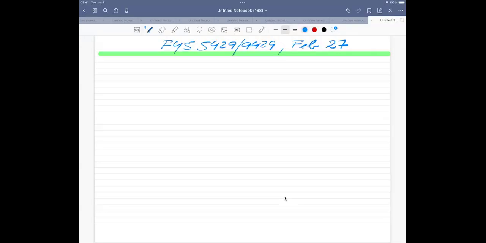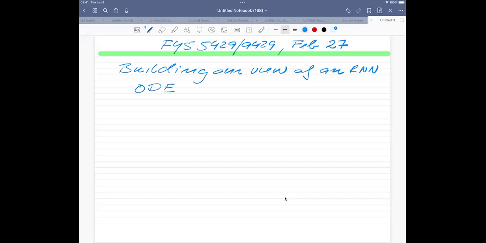And let's try to make an illustration, which hopefully many of you have seen. And we're going to start with a famous differential equation. So building our understanding of our view of a recurrent neural network, we're going to start with a famous differential equation. An ordinary differential equation, actually a second order one. So ODE stands for ordinary differential equations. And this is an equation which many of you have seen.